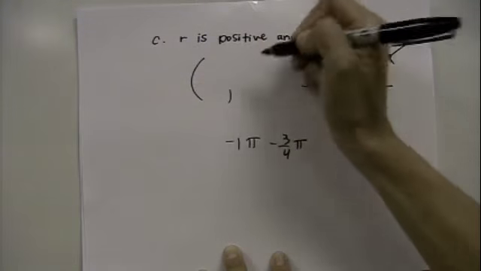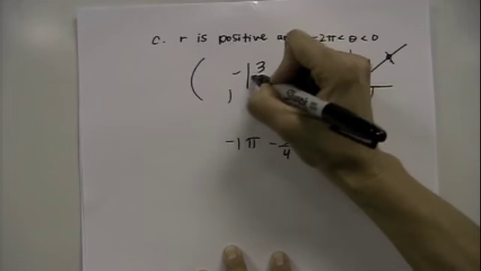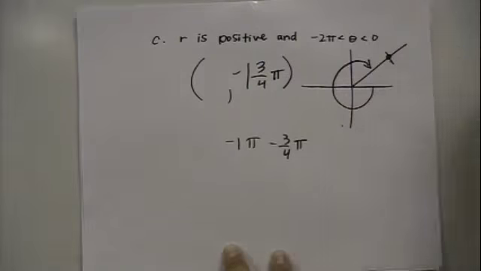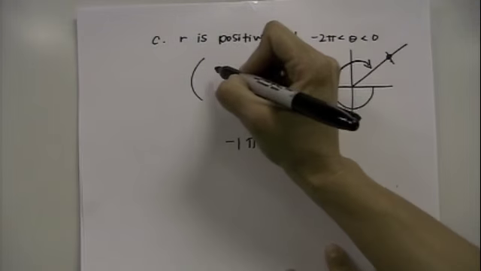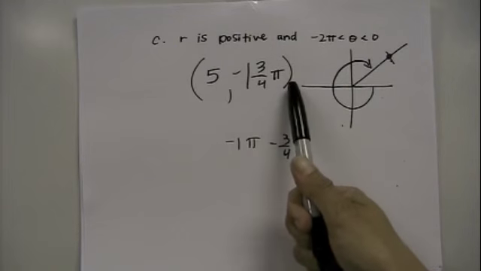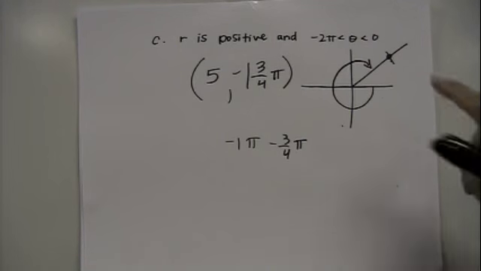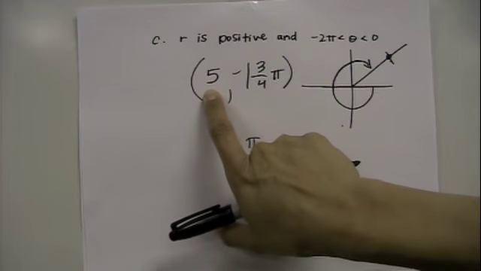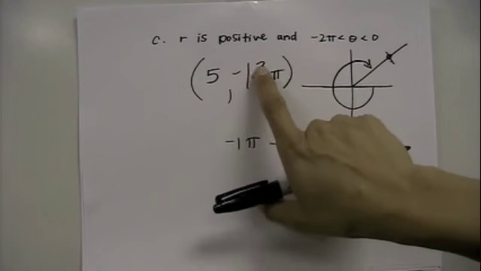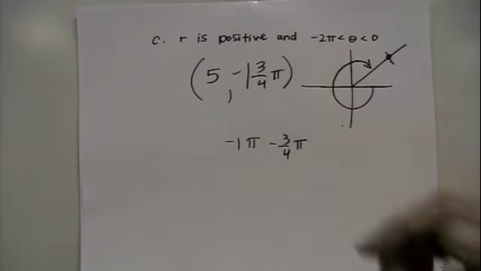So we can write that as negative 1 and 3/4 of pi. And then again, they want r to be positive, so we just go out 5. So that point will then represent the same point we desire, where r is positive, it's positive 5, and negative 1 and 3/4 pi falls in between negative 2 pi and 0.